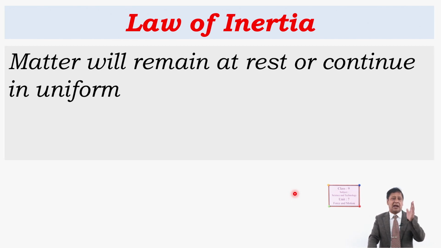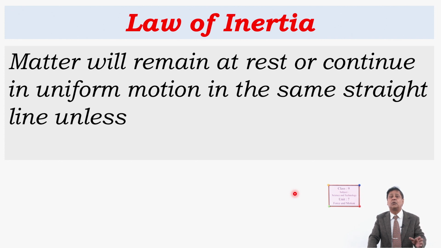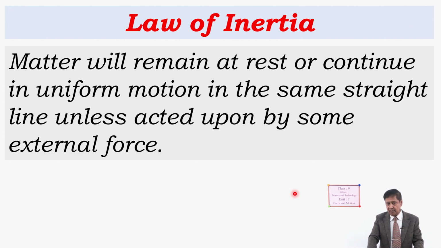Matter will remain at rest or continue in uniform motion in the same straight line unless acted upon by some external force. Now force came. What does it mean? If a body is at rest, it tends to continue its state of rest until and unless an external force is applied on it to change its state. If a body is in motion, then it continues its state of motion until and unless an external force is applied on it to stop it. And that's why this law of inertia also gives the definition of force.